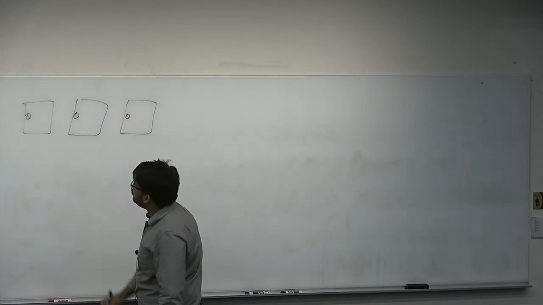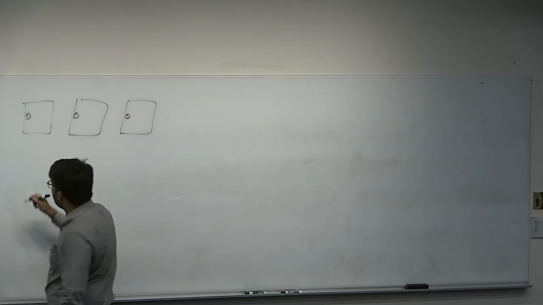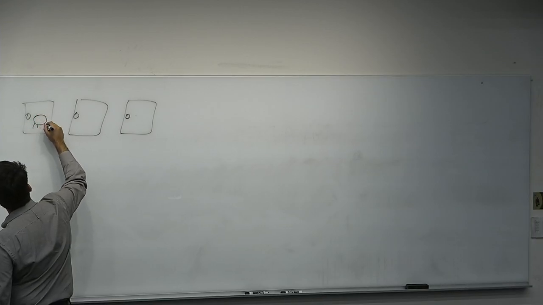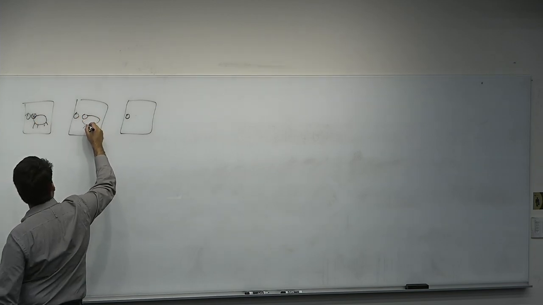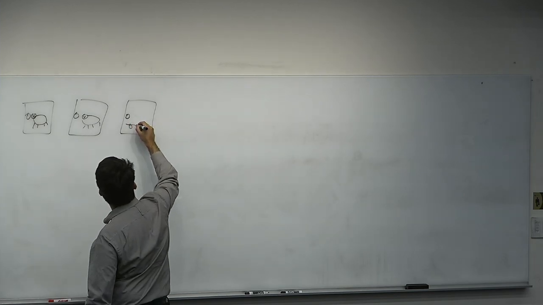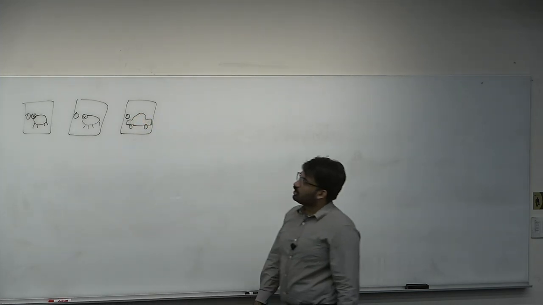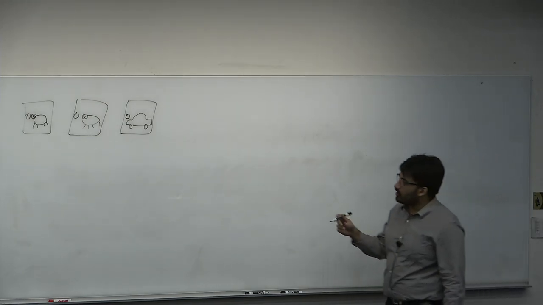Now behind two of the doors is guaranteed to be a goat. Okay? And then behind one of the doors is a car. Okay? You have 3 doors. You have two goats and one car. Here's the way the game is played.